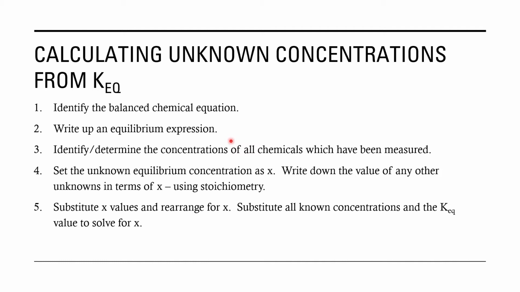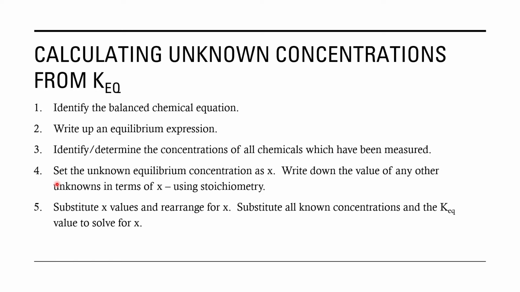What we need to do first, like always, is identify the balanced equation. We then need to write up an equilibrium expression as well. Once both of those things are done, like we do in pretty much any KEQ calculation, we can then start looking at the concentrations that we've been given. So if you are given any equilibrium concentrations, you can put them to the side pretty much straight away and have them in your back pocket for the substitution step a little bit later.